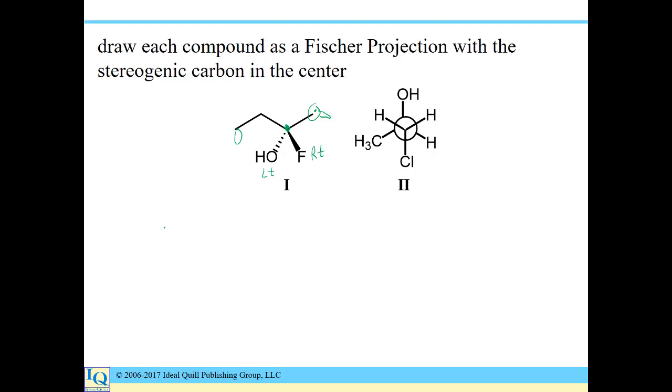A Fischer projection is, by definition, a perspective looking like this, with the horizontal coming towards you and the vertical going away from you. If we stand this individual up, the face would be here, the feet would be here, and the hands would be here. This would be the person's right hand if they're facing you, and this would be the person's left hand if they're facing you.